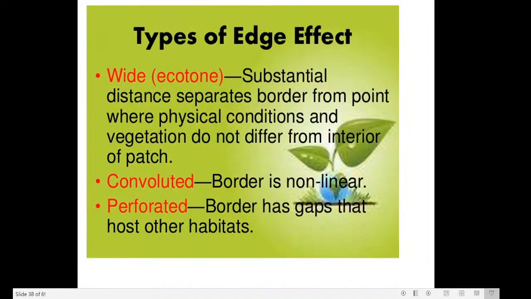It's an ecotone, three types: convoluted and perforated. In the ecotone, a substantial distance is separated at the border, from the point where the physical condition and vegetation do not differ from the entire patches. That is, the same vegetation does not differ; the physical conditions alone changed. In the convoluted, the border is non-linear. In the perforated, there are gaps that host other habitats.